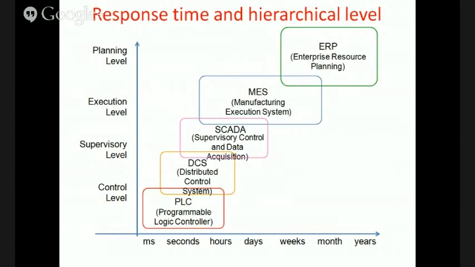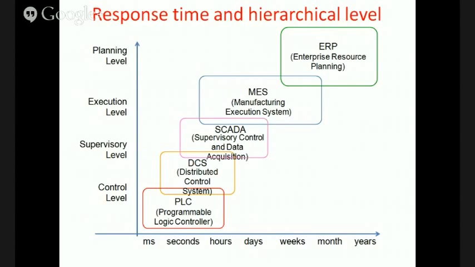So first, from milliseconds to some hours, you see the PLC, programmable logic controller, used. Then comes, with an overlap, DCS, which is the distributed control system. It can go from certain seconds to certain hours, more than hours, a few days also. Then comes the supervisory control, that is SCADA. SCADA goes from certain seconds to more than a few days. Then comes MES, manufacturing execution system. It goes from certain hours to certain months. And finally, ERP, enterprise resource planning. It goes from weeks to even years.